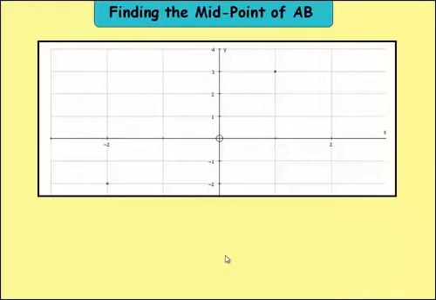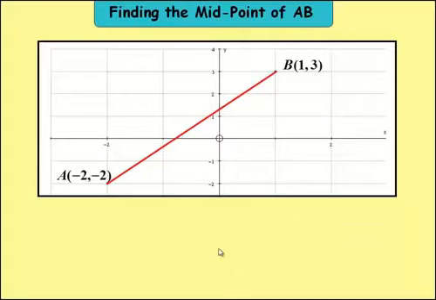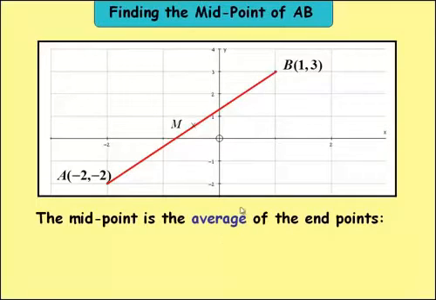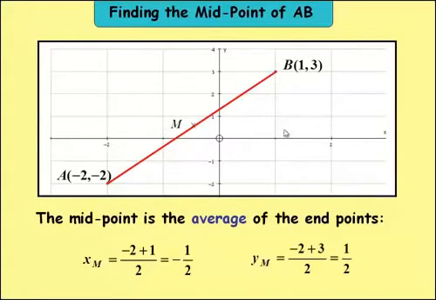So to start with, we have 2 points here, A at -2, -2, and B at 1, 3. To find the midpoint, M, we need to average the endpoints. We can see that the x points we've got are -2 and 1. So if we add them together and average them, divide by 2, we get -1/2. So that gives us the x ordinate. To find the y ordinate, we look at the two y values, we add them together, find the mean, and we get 1/2.